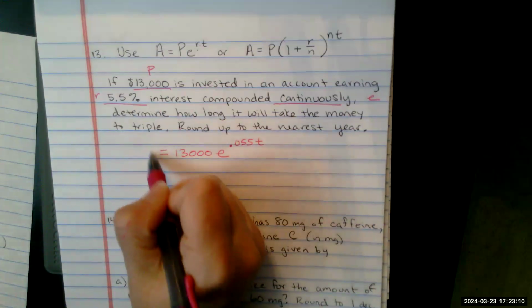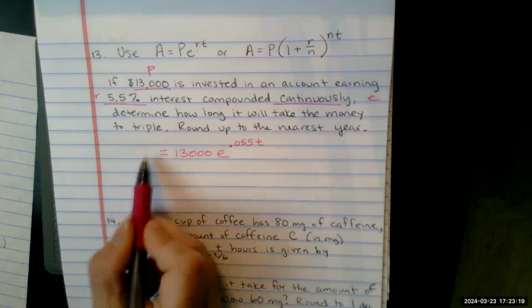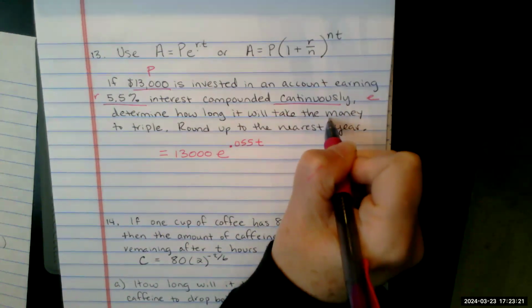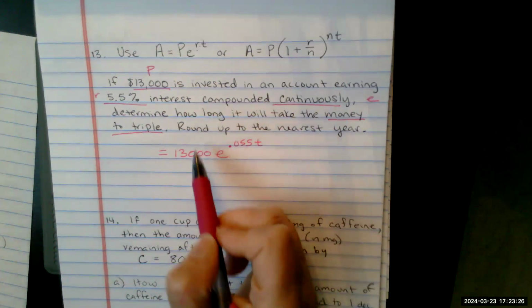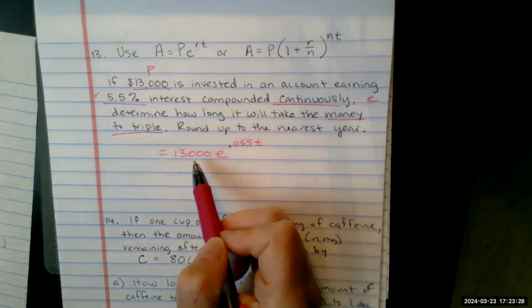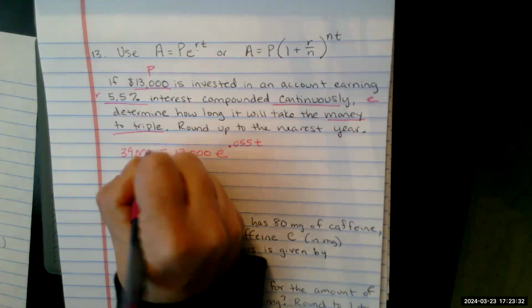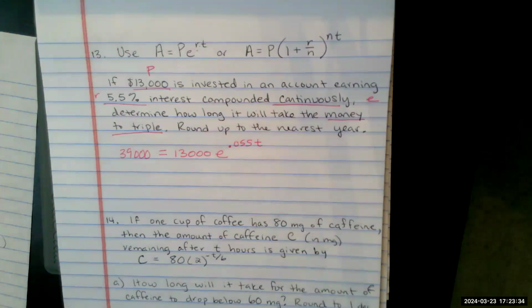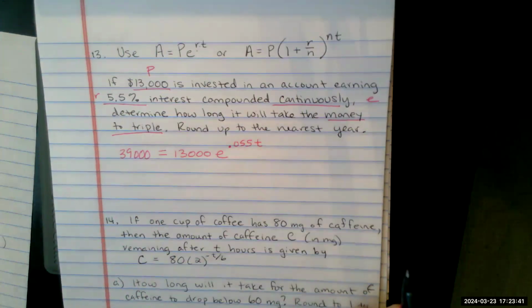If I also put an A here, then I'm stuck because we can't solve if we have an A and a t. We need to have only one variable. So the key to what to put over here is the fact that they're asking how long it will take for the money to triple. Well, if we know we're starting with 13,000, then it's going to triple when it gets to 39,000. So that was the trick there, that they didn't really tell us the ending amount, but they told us by saying it needed to triple.